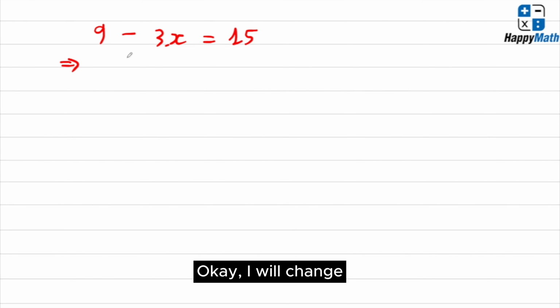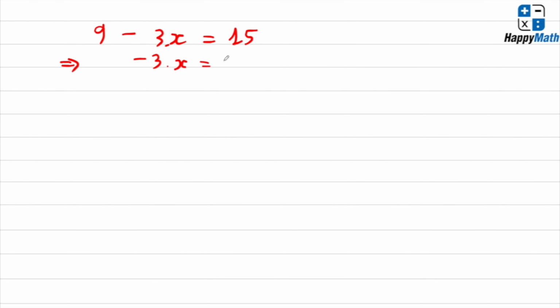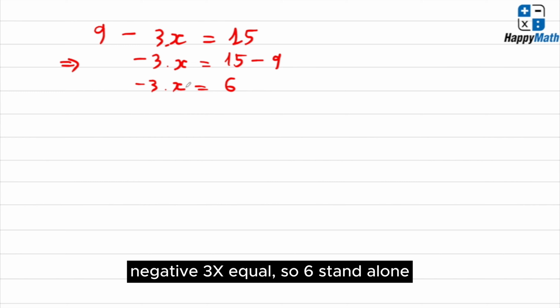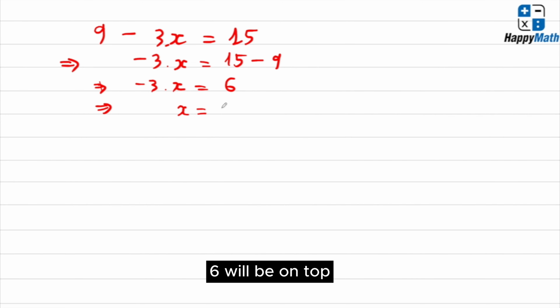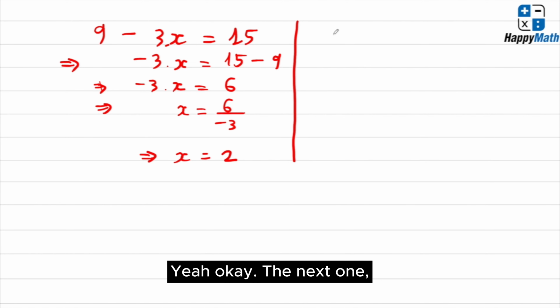Okay, I will leave the main character unchanged, and 15 minus 9 here, this one is 6, negative 3x equals, so 6 stands alone, 6 will be on top because 6 is the captain. 6 divided by negative 3, so you get x equals negative 2. Okay, the next one.